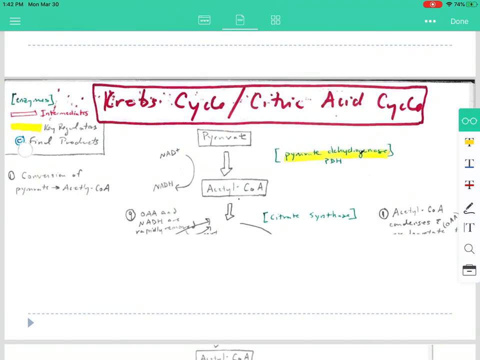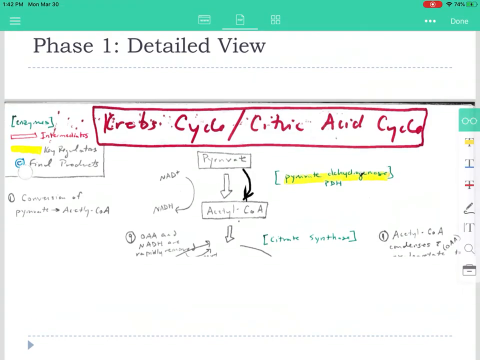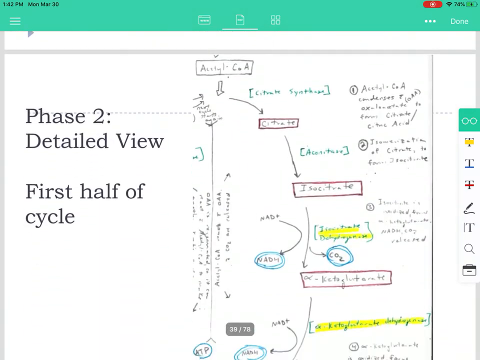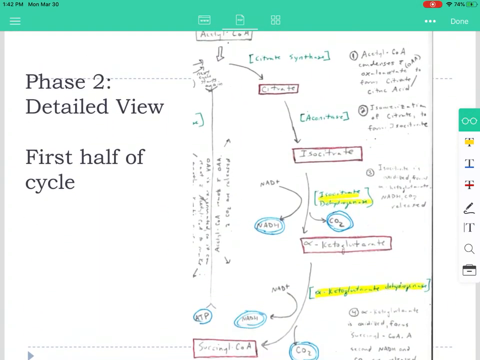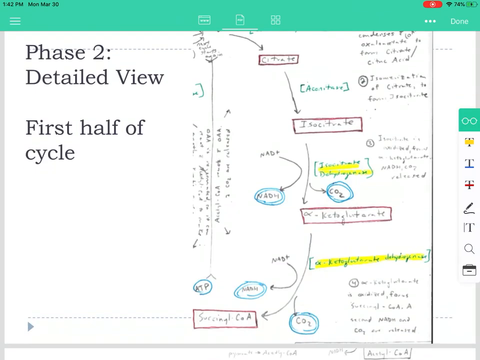As I did before, I've included my notes. You don't have to know these specifics, but it goes through the same steps. What's step number 1? Converting pyruvate into acetyl coenzyme A. Boom. What's step 2? A cycle of chemical reactions. And this is where it gets crazy because there's 10 steps.